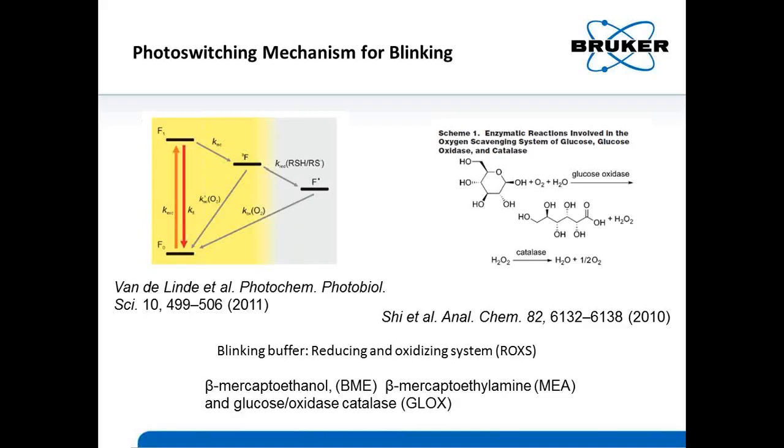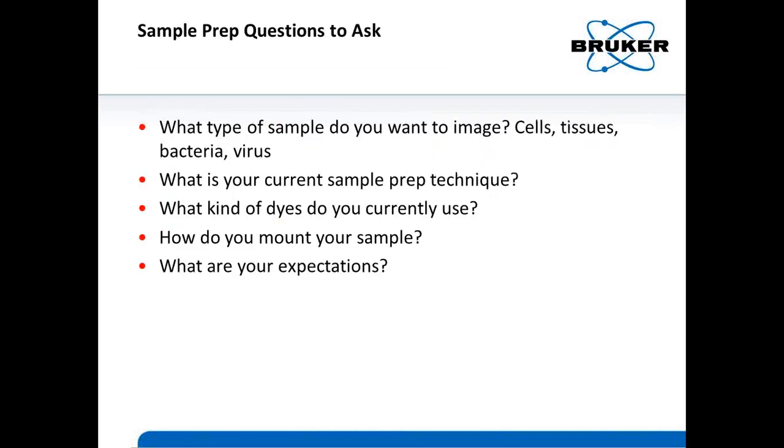Okay, now that we understand the photo switching mechanisms for blinking, we're ready to ask the questions we need to ask if we want to get started imaging in single molecule localization mode. Some of these questions might sound very trivial, but these are the questions I usually ask when people want to start imaging. They have a protocol that they're using for confocal microscopy or wide field imaging, and they want to transition into doing super resolution imaging.